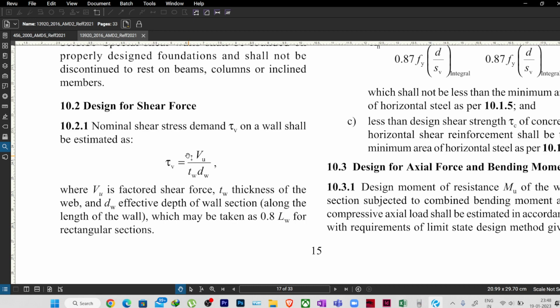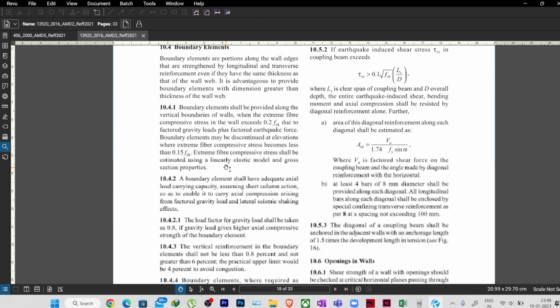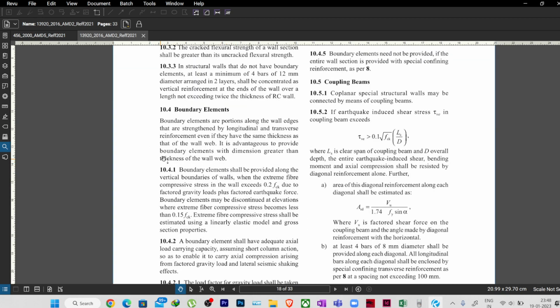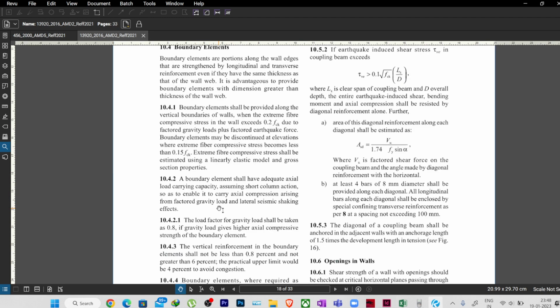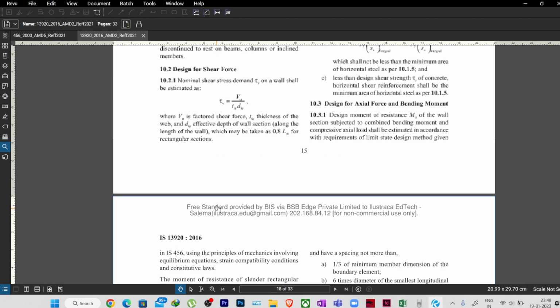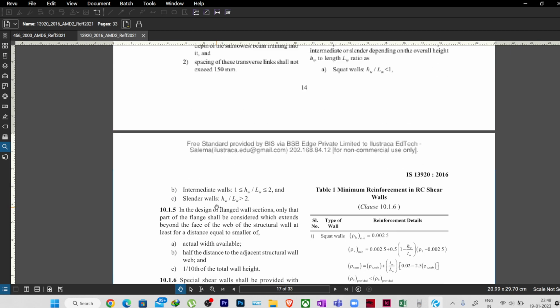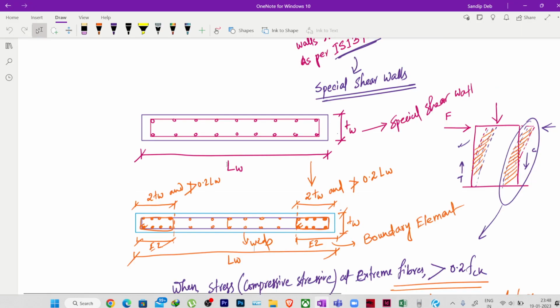Okay, we have the stress criteria. Fine, we have the design shear also, it should be designed for the shear forces also, so the shear design is also provided. Then we have the boundary elements. Then we have again shear reinforcement for the boundary elements. So the whole section 10 covers the special shear wall. Okay, that we need to follow, and we will see later. I hope you have got a bit of an idea about the special shear wall.